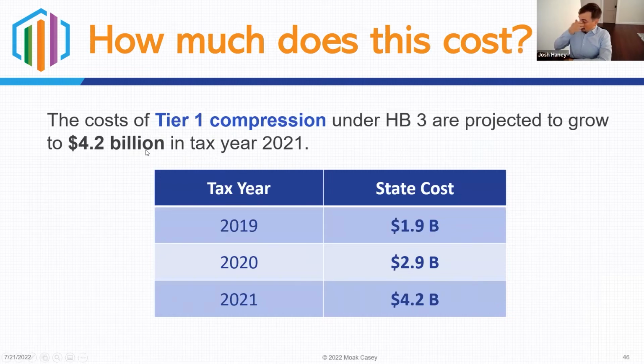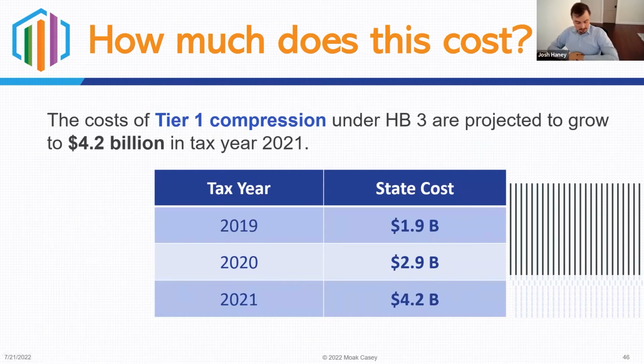One thing that I know a lot of folks in Austin and across the state are worried about is what the cost of all of this tax compression is. We ran some analysis on that. Just the tier 1 tax compression is costing the state, as of tax year 21, around $4.2 billion.